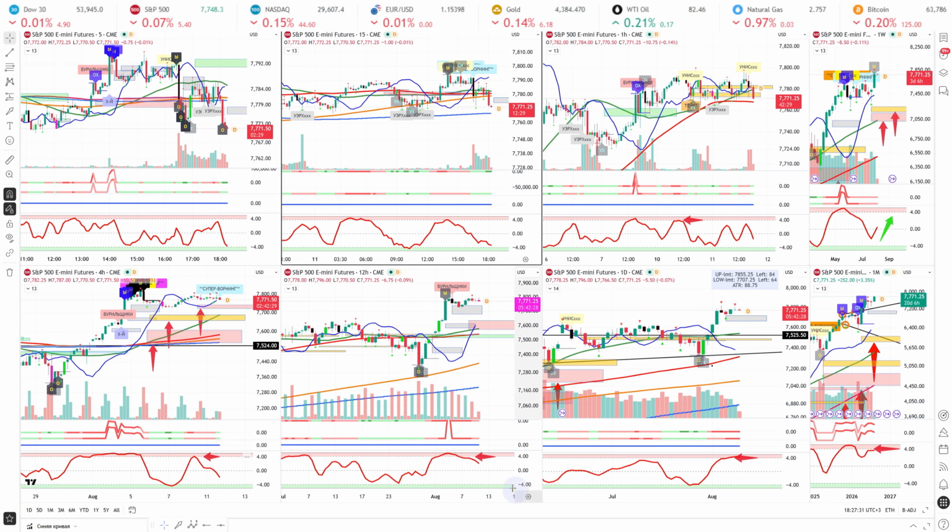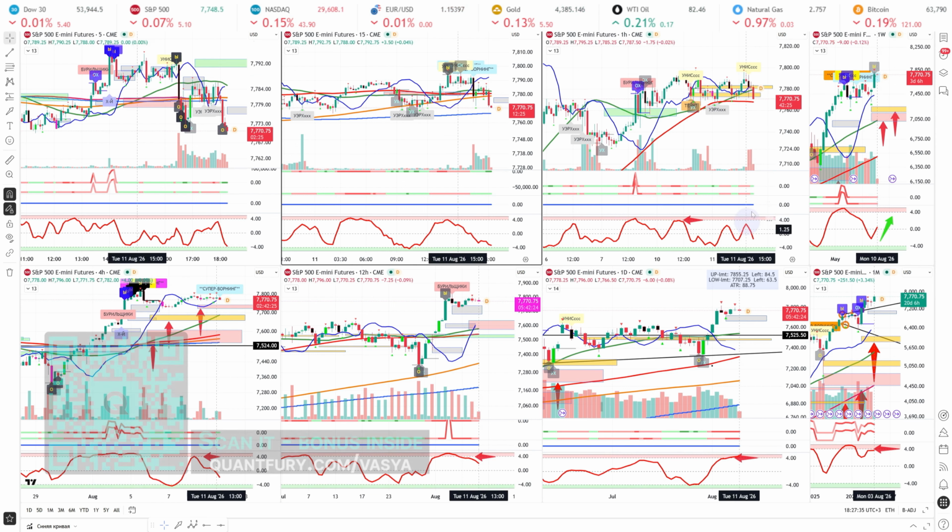The PP indicator is pointing down on the 4-hour, on the 12-hour, on the daily it's overbought, and on the hourly it's pointing down. Well, yeah, the 5 and 15-minute are already oversold, but those are too small time frames.